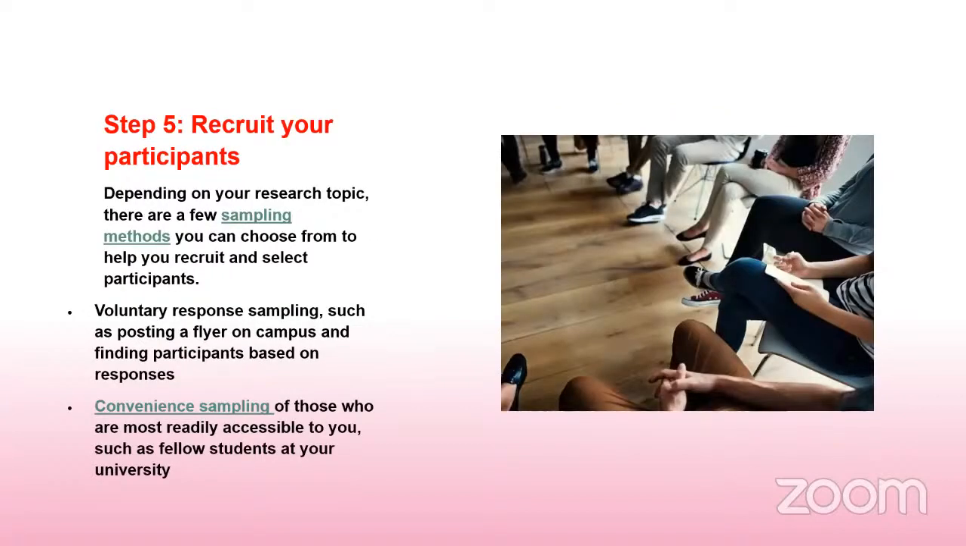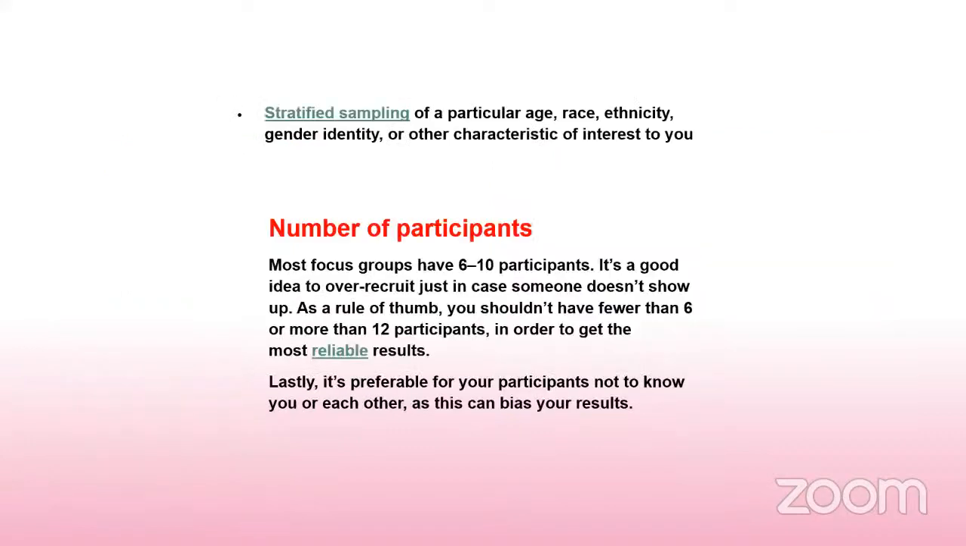Now, step 5 is to recruit your participants. Depending on the research topic, there are a few sampling methods we can choose from to help recruit and select our participants. We can have voluntary response sampling, such as posting a flyer on the campus, or finding participants based on the responses. We can have convenience sampling, which means choosing those who are more readily accessible to you, such as your friends or your fellow students at your university or college. And stratified sampling of a particular age, race, ethnicity, gender identity, or other characteristic of interest to you.